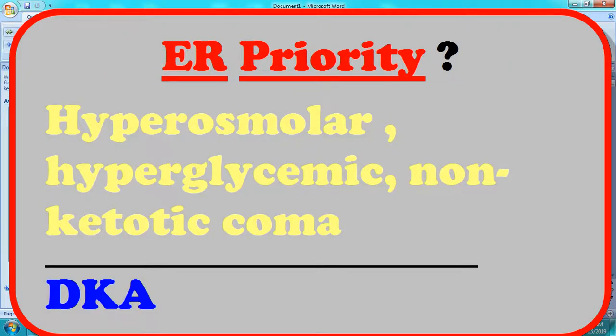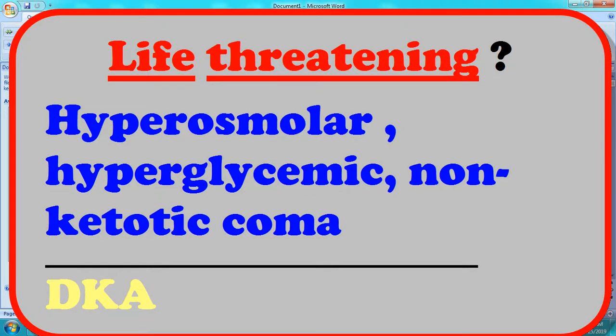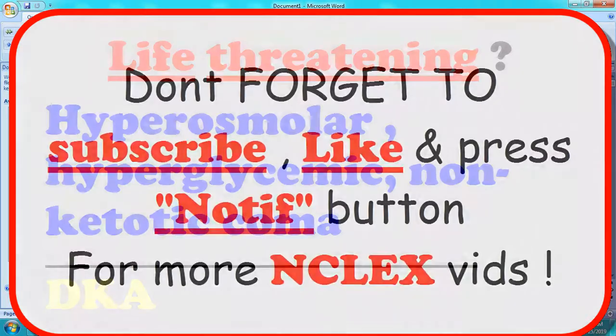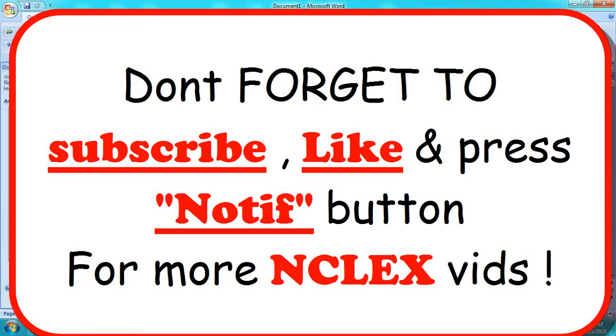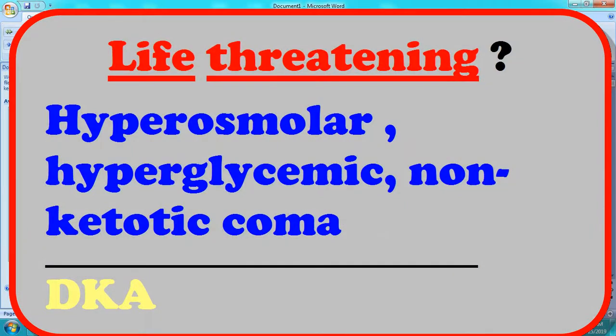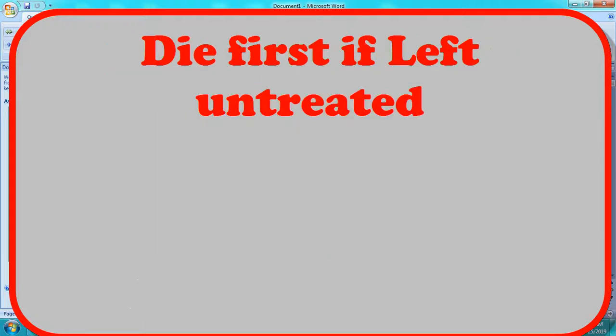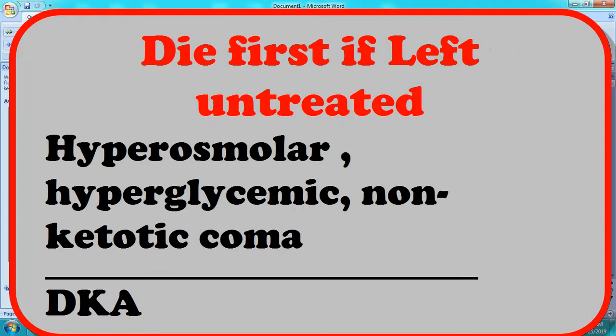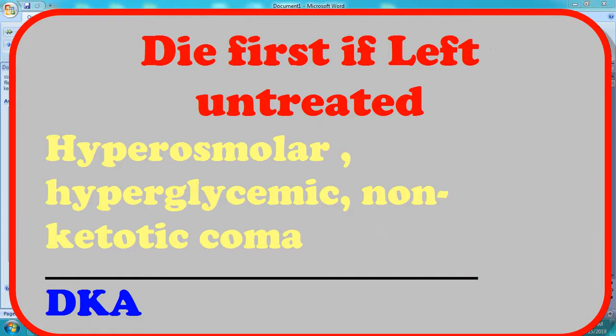But a DKAer is acutely ill with all these symptoms that we can quickly treat with a simple rehydration with insulin. Whereas the HHNKer will probably be treated with IVs, but probably is in such bad shape they're probably not going to make it anyhow. Now, who would die first if we didn't treat them? HHNK or DKA? DKA. But we treat them so they actually have a lower mortality rate.